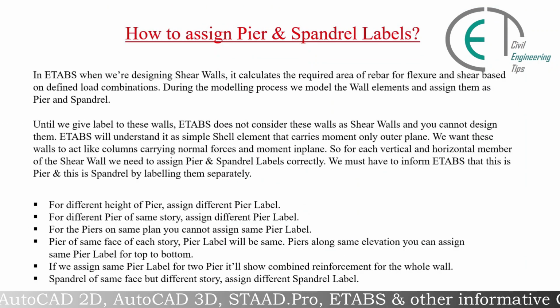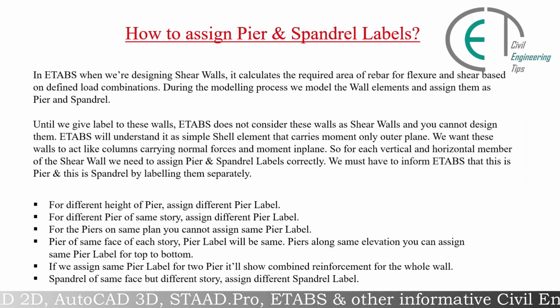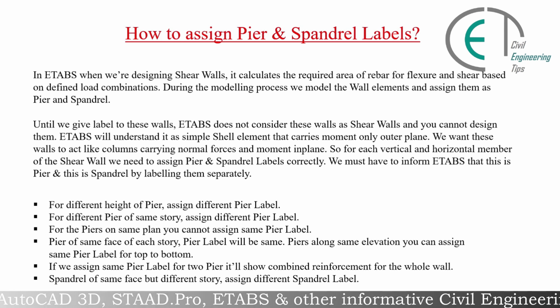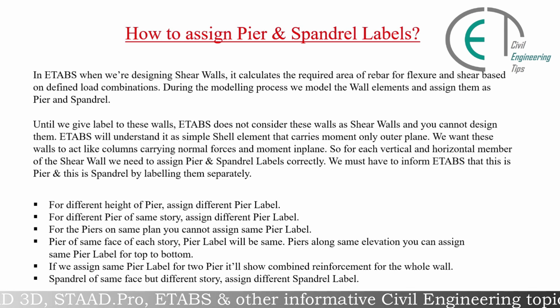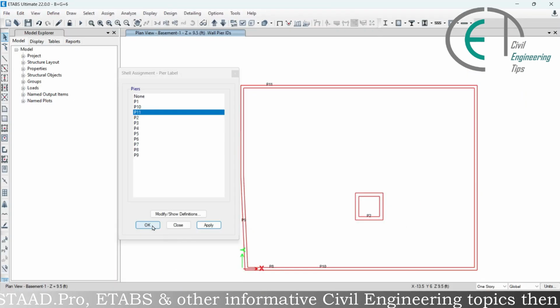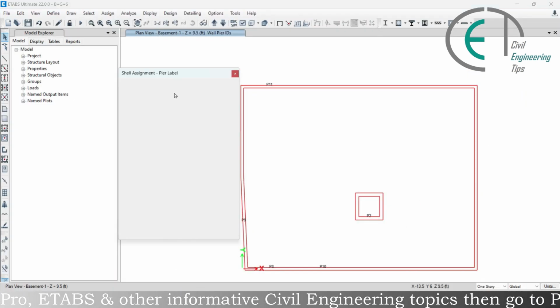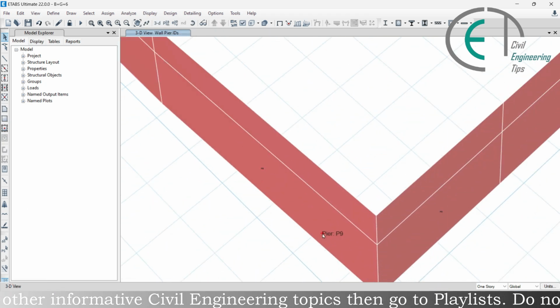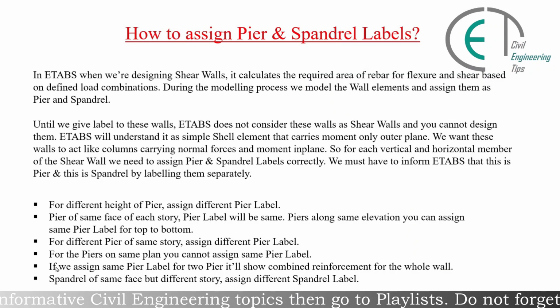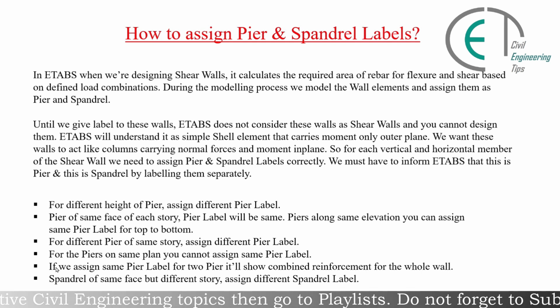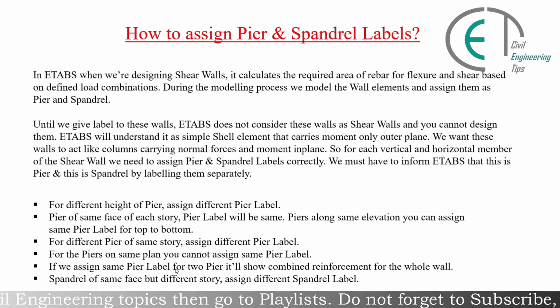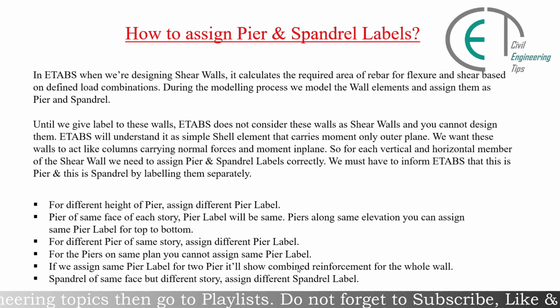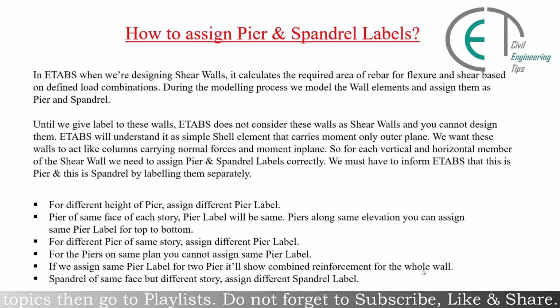The fifth point is if we assign same pier level for two pier, it will show combined reinforcement for the whole wall. To understand this fifth point, we will go to this 3D view and zoom it a little bit like that. I am repeating the fifth point again: if we assign same pier level for two pier, it will show combined reinforcement for the whole wall.